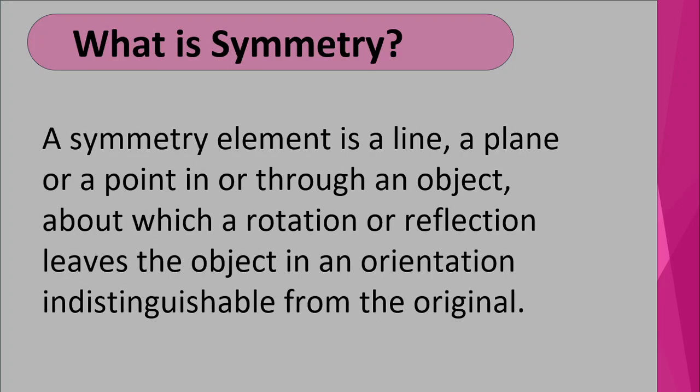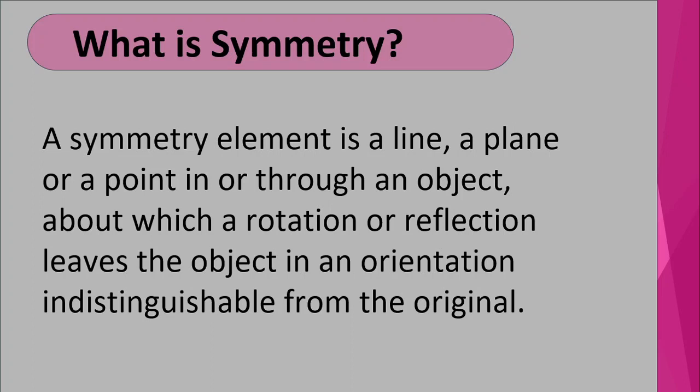So, what is symmetry? Symmetry element. Basically, it's a symmetry element. A symmetry element is a line, plane, or a point. These three are very, very important symmetry elements: line, plane, and point, in or through an object about which a rotation or reflection leaves the object in an orientation which is indistinguishable from the original.